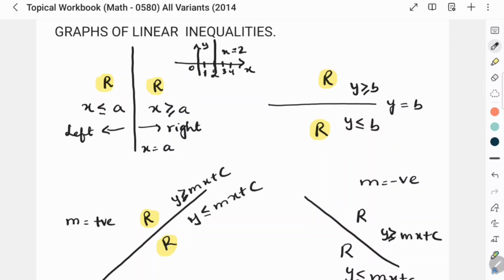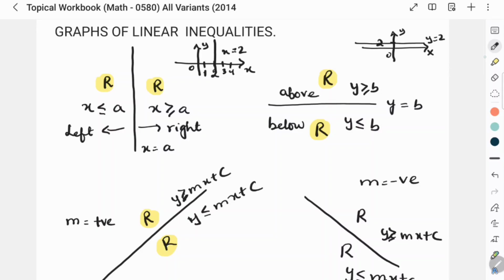Let's move to the second example. If your line is a straight horizontal line, for example, passing through 2 on the y-axis, your line is y equals 2. Numbers greater than 2 are above the line and numbers smaller than 2 are below the line. So if the region is above the line, you write y is greater than or equal to b. If the region is below the line, you write y is less than or equal to b. B is any number the line passes through on the y-axis.